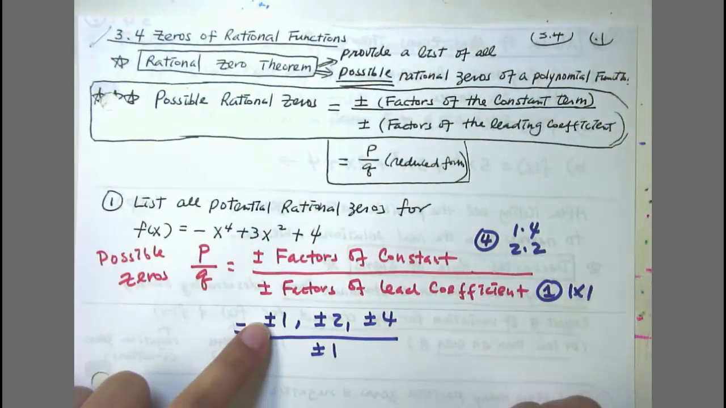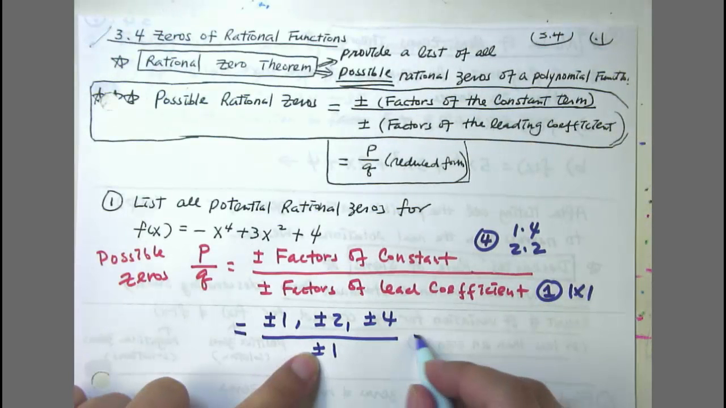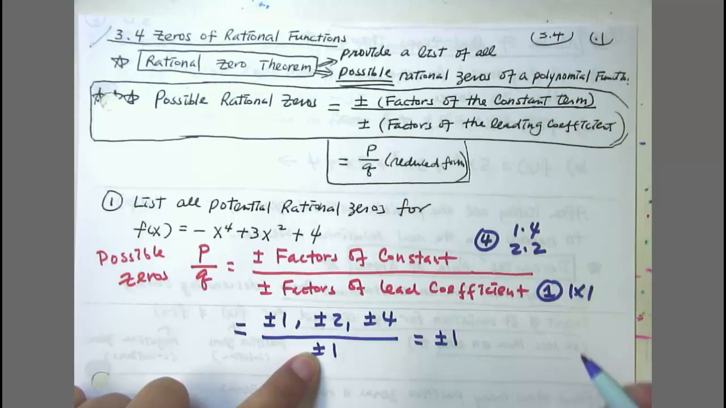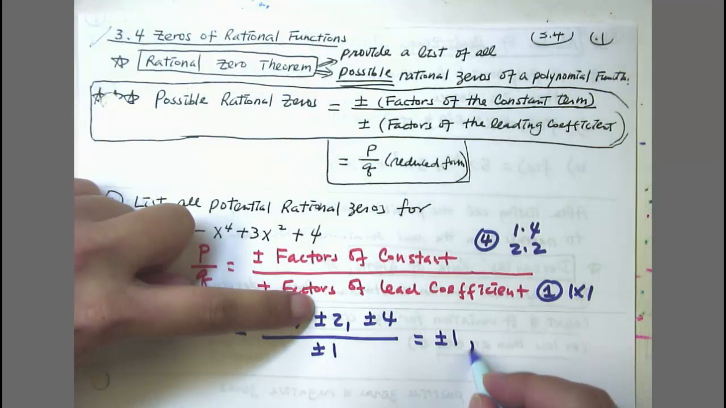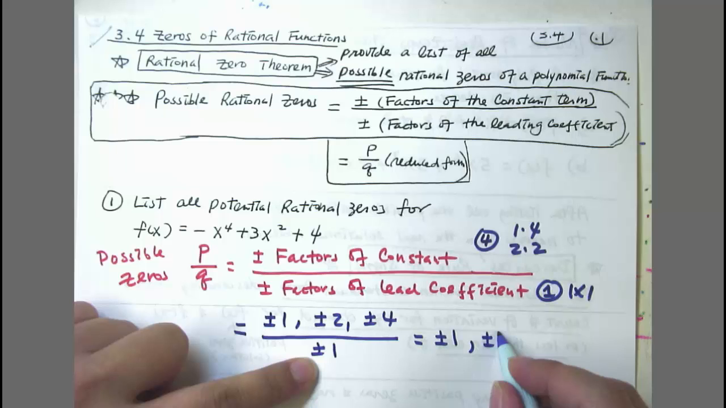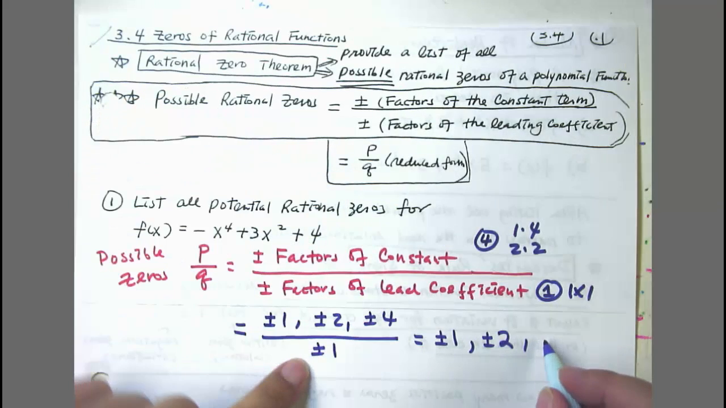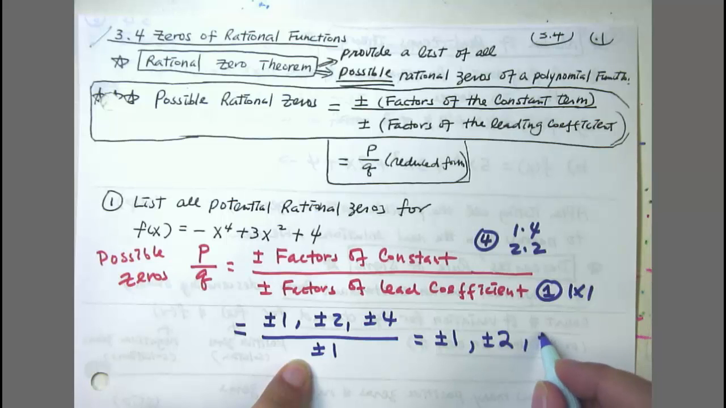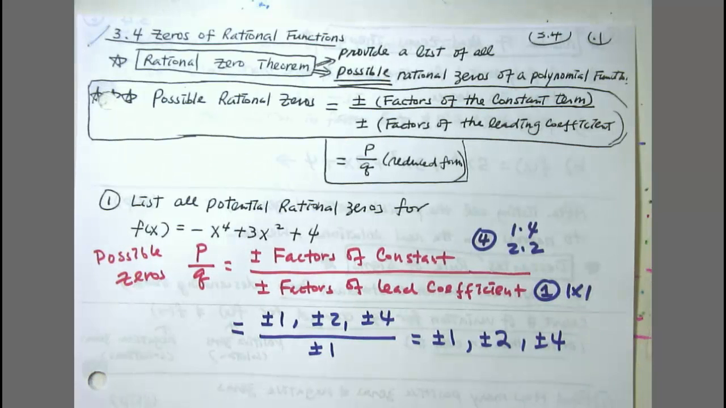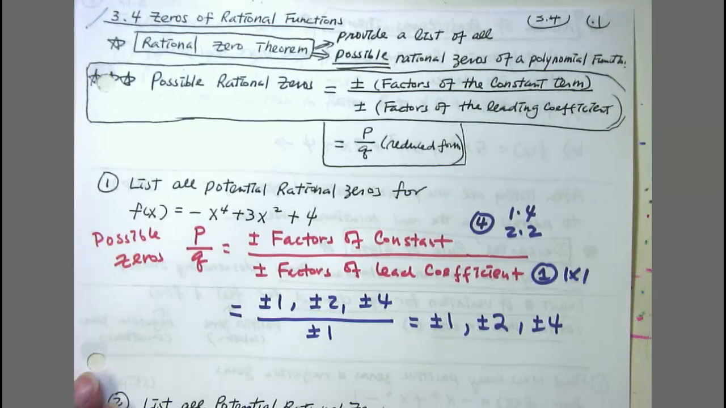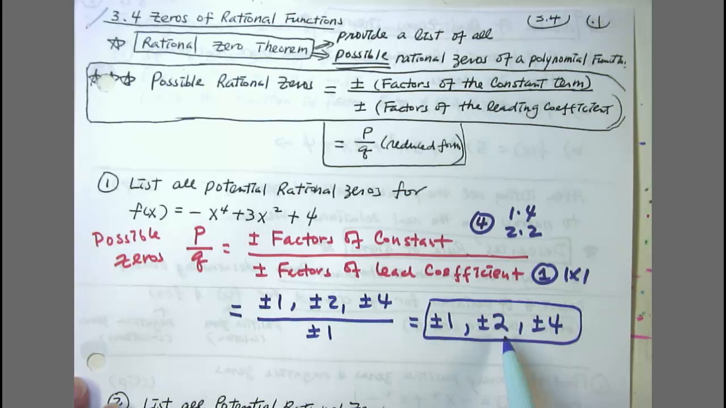So all the numbers plus minus 1, 2, and 4 need to be divided by plus minus 1. So we have plus minus 1. Plus minus 2 divided by plus minus 1 is plus minus 2. Plus minus 4 divided by plus minus 1 is plus minus 4. So how many possible zeros do we have? Hopefully you know it's going to be 6, because it's 1, negative 1, 2, negative 2, 4, negative 4, right? So 6 possible zeros.